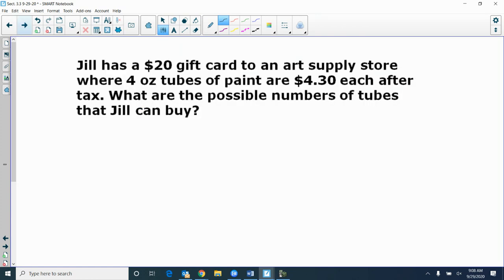All right, flip it over in the back. Oh, yeah, this is an interesting one. Flip it over in the back. All right, we can set up an inequality. Read through that one, and we'll set it up together. Okay, Jill has a $20 gift card to an art supply store where 4-ounce tubes of paint are $4.30, including tax. It says it, after tax. What are the possible number of tubes that Jill can buy?